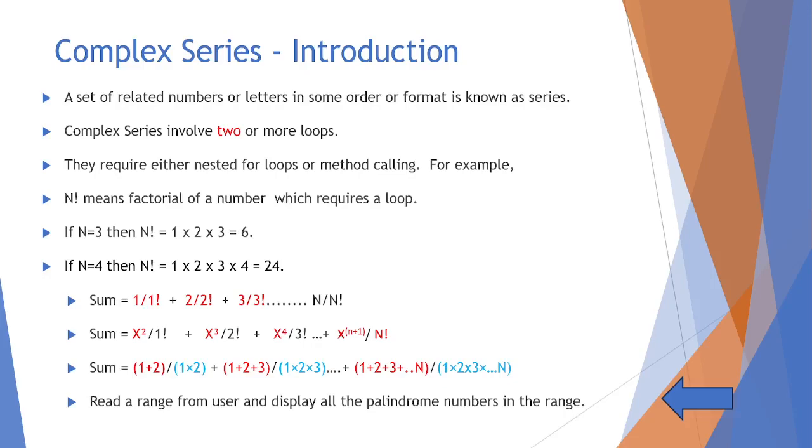N exclamation means factorial of a number. Factorial requires a loop. Now, what is factorial? If n is equal to 3, then n factorial is 1 multiplied by 2 multiplied by 3. Starting from 1 till the number, we multiply all numbers. Then the answer is 6. If n is 4, then n factorial would be 1 multiplied by 2 multiplied by 3 multiplied by 4, that is equal to 24.